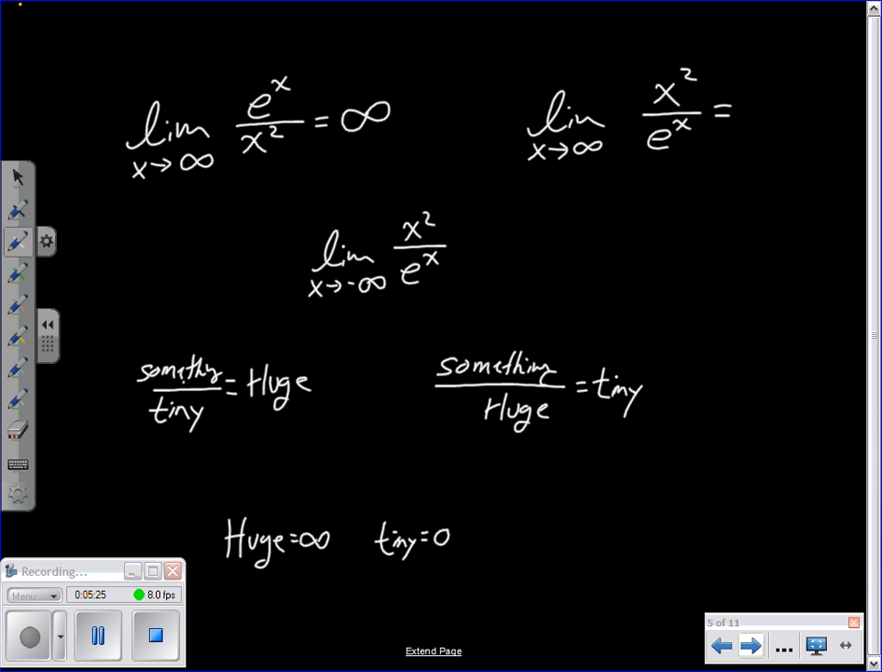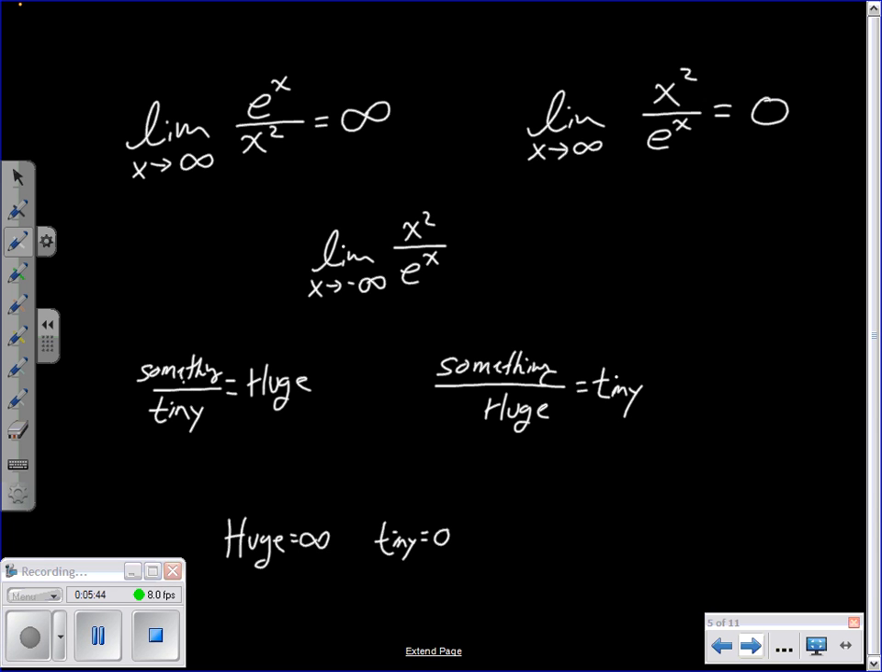If I look at the case where I have x squared over e to the x, and I'm looking at the limit as x approaches positive infinity, remember x squared grows slower than e to the x. So I'm getting something small in the top and something huge in the bottom. This is creating smaller and smaller fractions, so my limit is going to converge to 0.